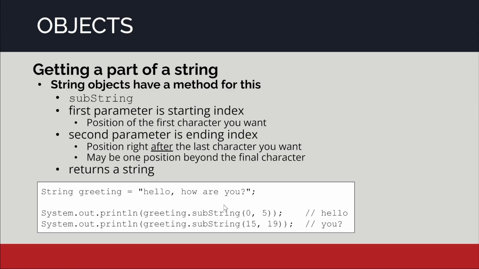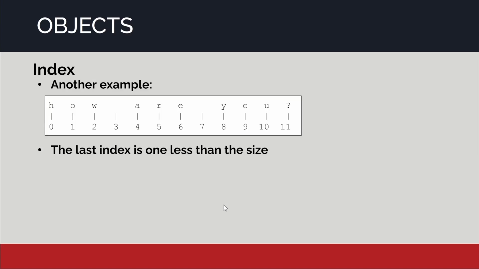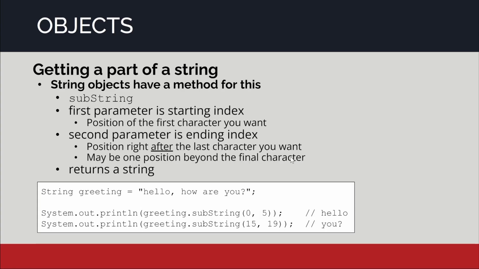And an annoying implication here is that if you want the very last part of a string, you can see that the last index here is 11 because there's 12 characters. So if you wanted this U, then you would start at the index 8 and you would end at the index 12, even though the index 12 doesn't exist. That's just how things work. And as I said before, it returns a string.